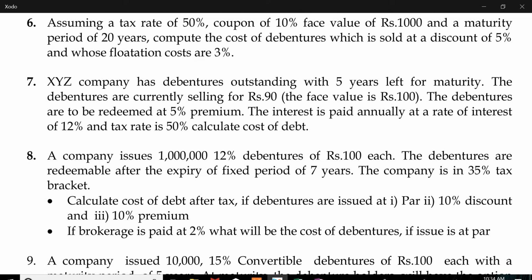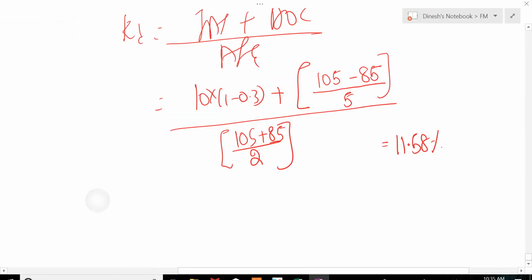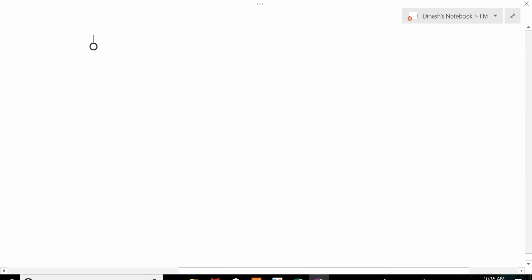Any doubts? Can you proceed? Question number 7. Any doubts on question number 6? Anybody has any doubts? Sorry. Question number 6. Let's do question number 6 now. Try doing it. If at all you get stuck, let me know.